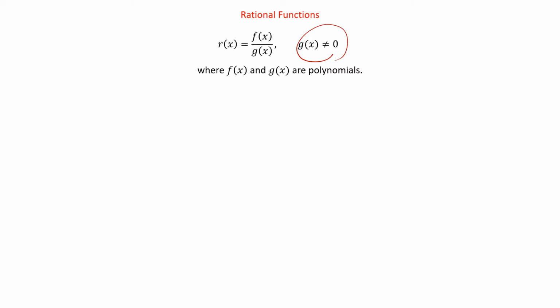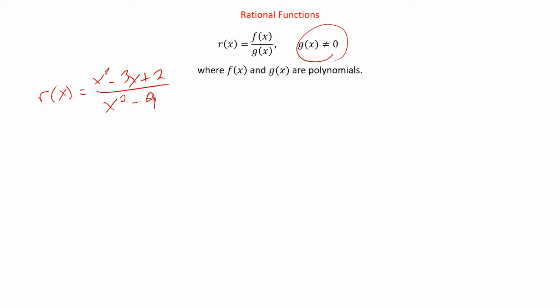So an example of a rational function could be something like r of x. It's just r of x for rational function because we're using f of x for the numerator. But we could have r of x equals x squared minus 3x plus 2 over x squared minus 9. That's a rational function.